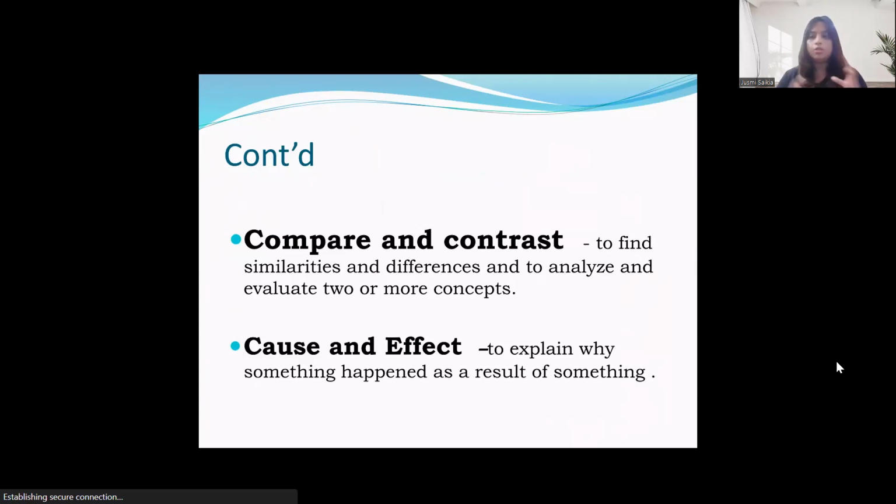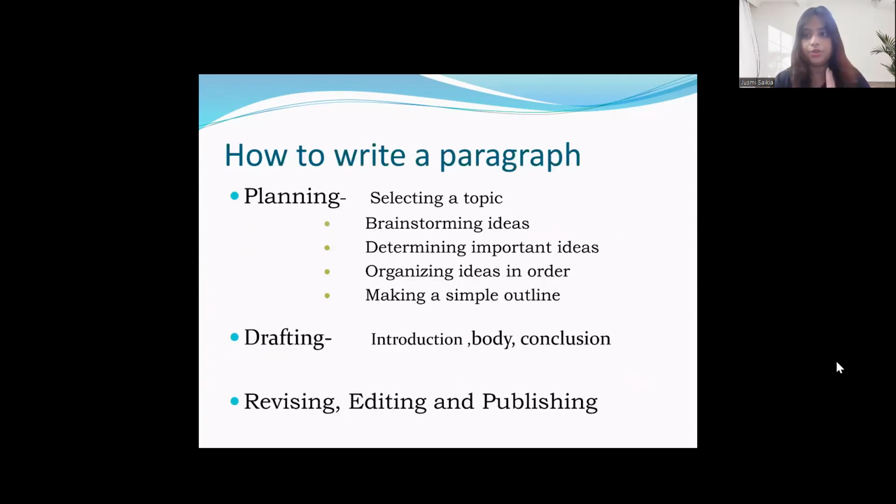Compare and contrast. Also, what we do in a paragraph, it's very important to find similarities and differences and to analyze and evaluate out of them which one is better for something. Also, to explain the cause and effect. You try to explain the cause of something, maybe plastic pollution, and what are the effects it's bringing with it. Something that has happened because of certain things that we have been doing. Okay, so these are all the different kinds of paragraph that we can be using.